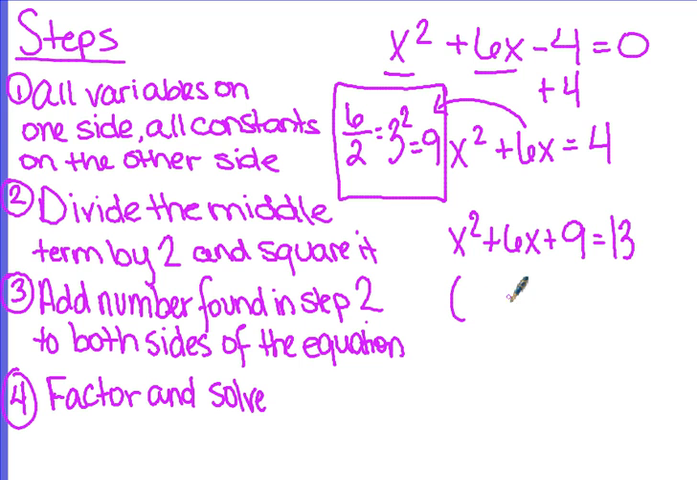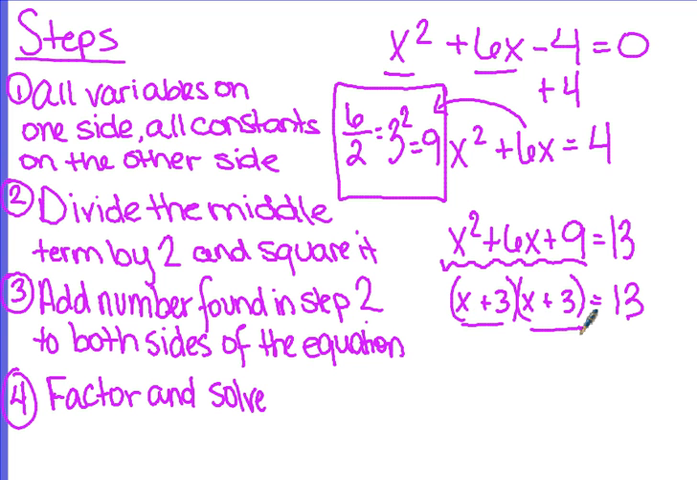So what we're going to do is we're going to factor, first of all. We have x squared plus 6x plus 9. X is going to be our first term. And 3 is going to be our last term because 3 times 3 is 9, 3 plus 3 is 6, and they're both going to be positive. Now notice, when we're completing the square, we're always going to end up with the same exact terms in each binomial. So each binomial expression is going to be the same, which means we can rewrite this as x plus 3 squared equals 13.